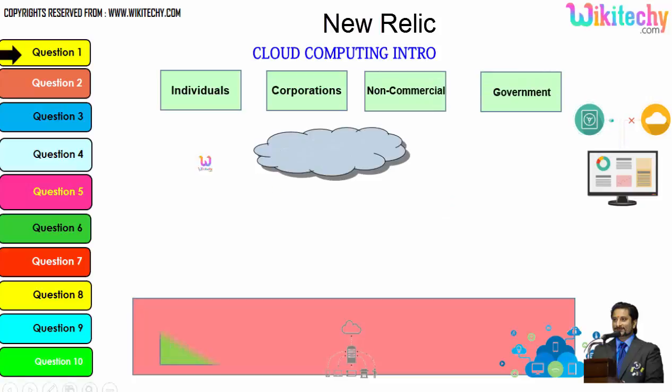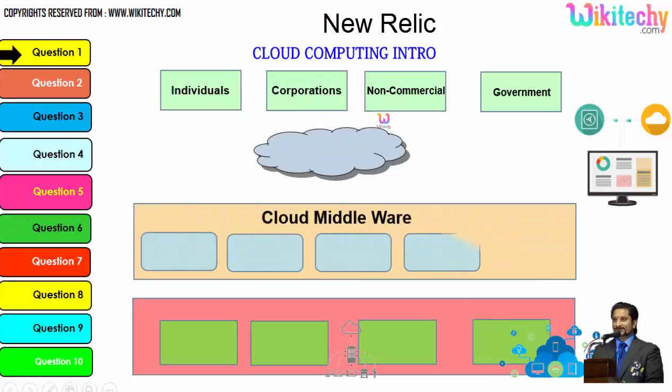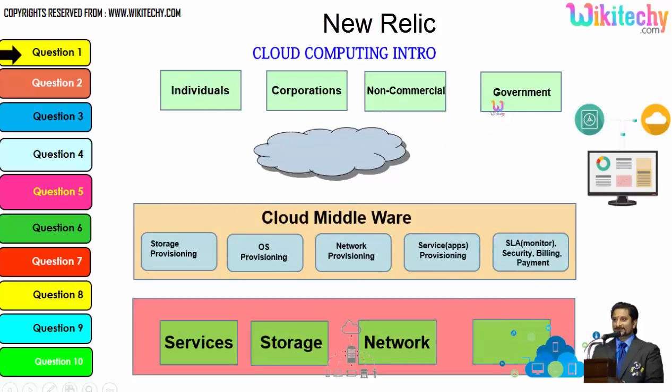Further, you are able to see there are different types of users: individuals, corporations, non-commercial people, and government. Any of these users are able to access the services, storage, network or operating system via the cloud middleware. These are specialized software given by the cloud service provider to let end users access the resources. This is how the cloud computing architecture is.